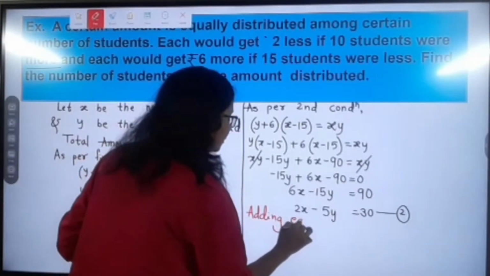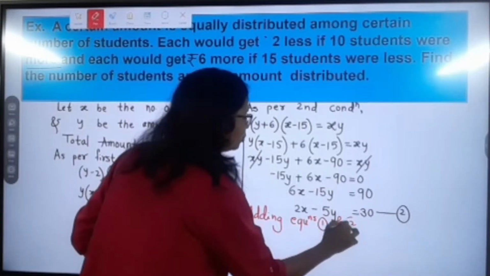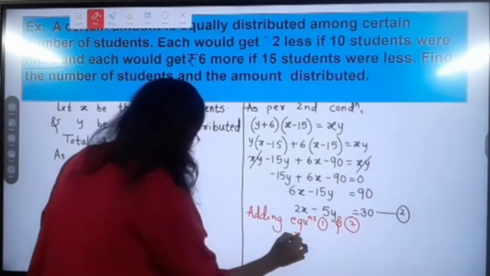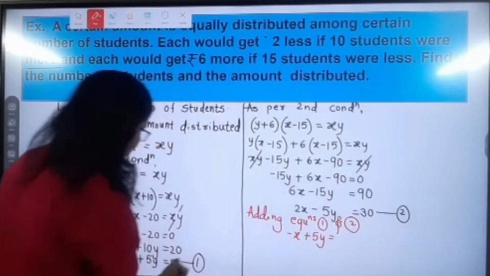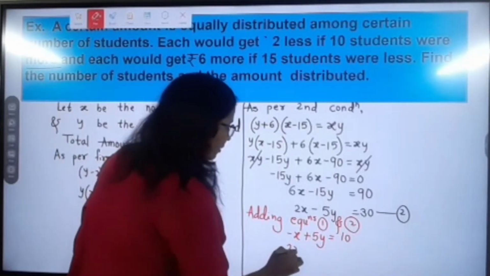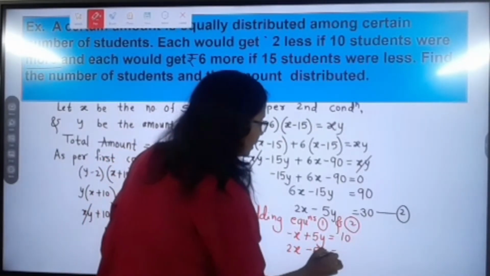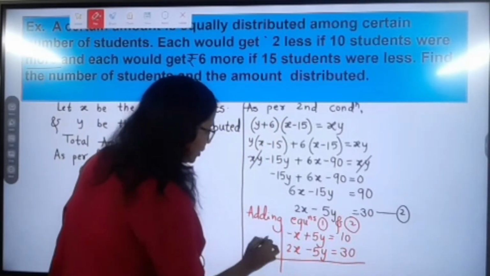Adding equations 1 and 2. The first equation is minus x plus 5y is equal to 10. The second equation is 2x minus 5y is equal to 30. So here, students, we use the addition sign.